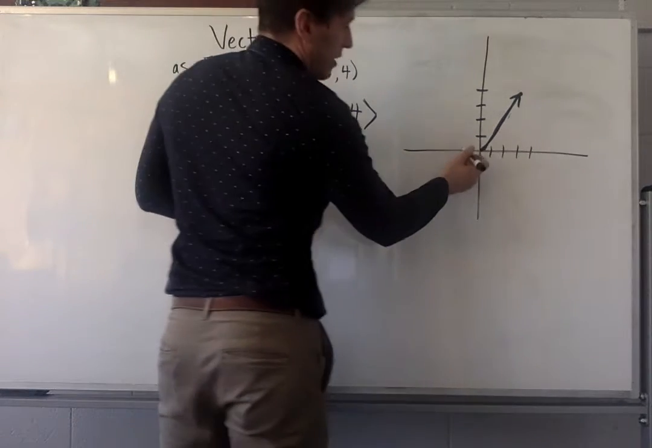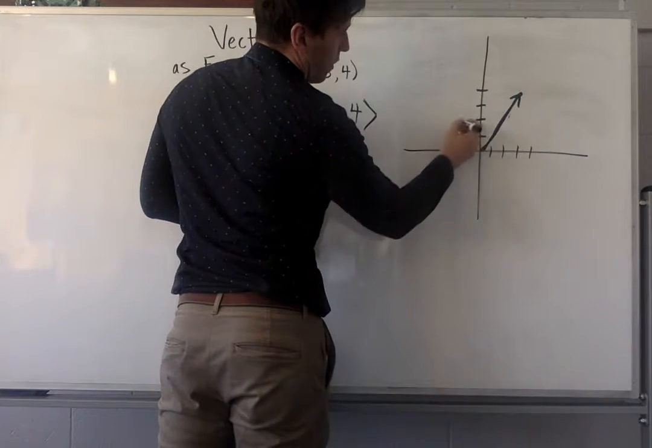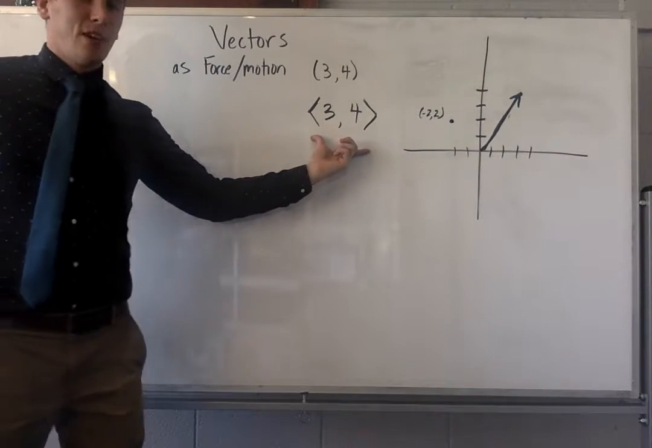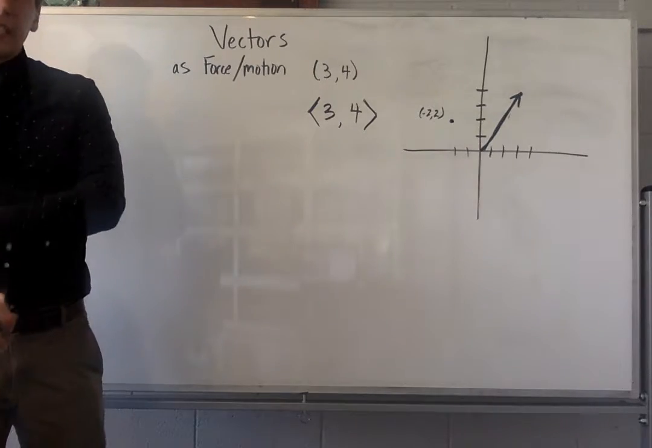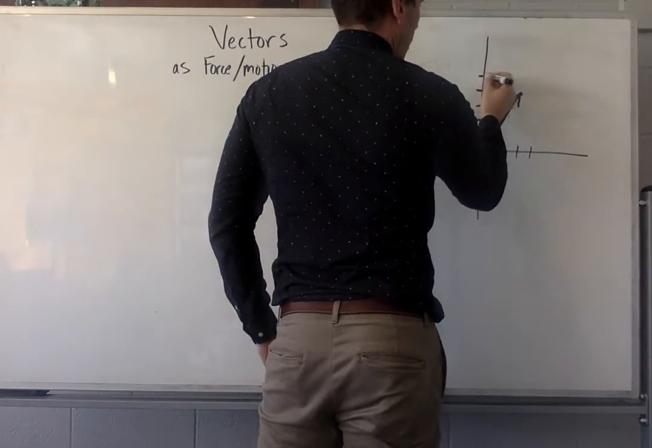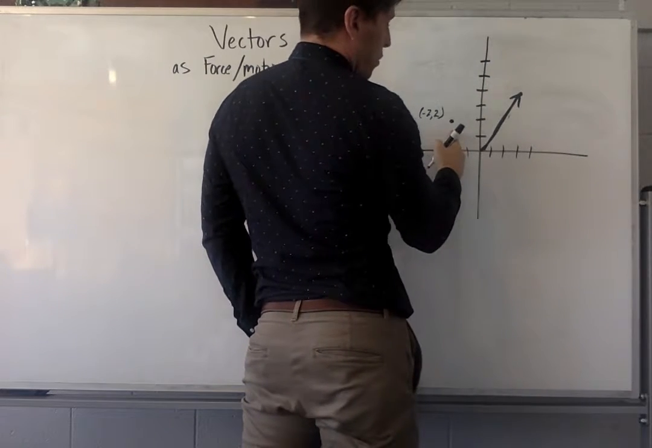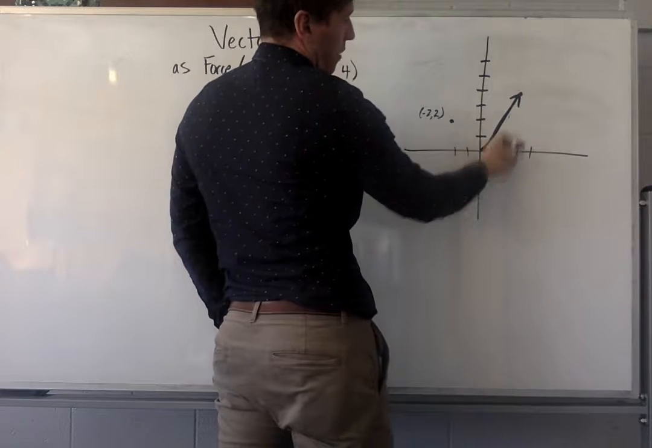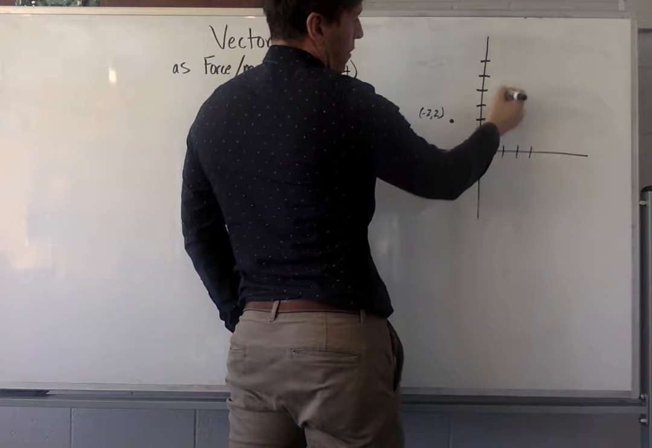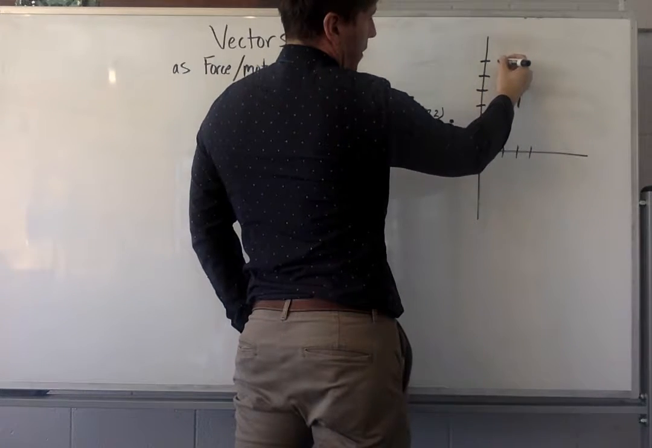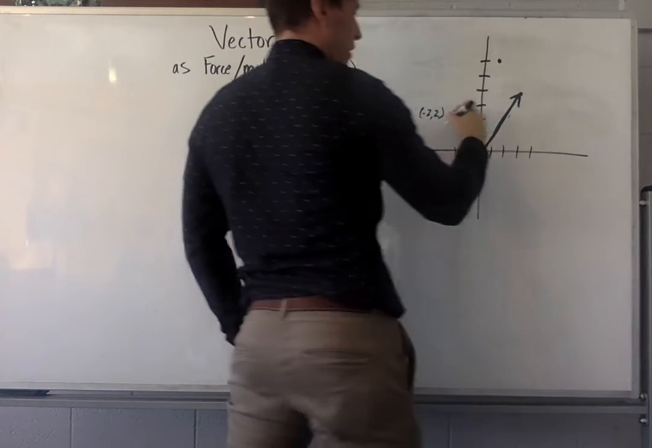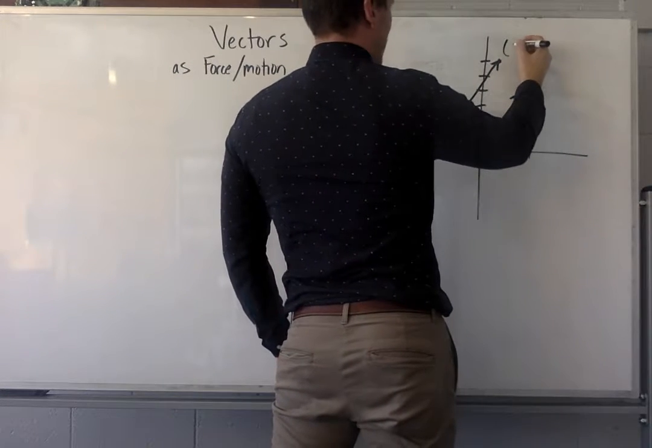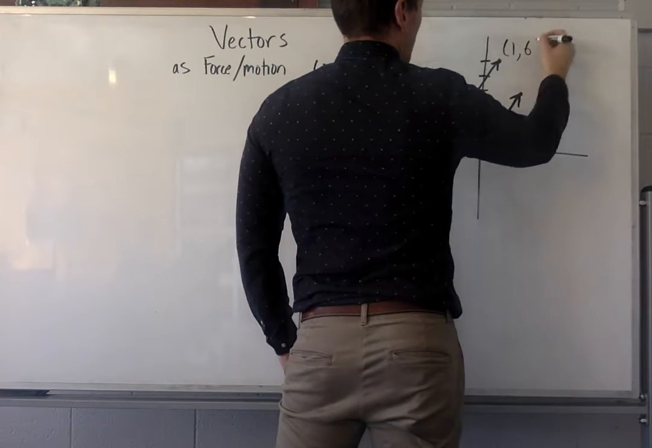So if there is a particle hanging out over here at (-2, 2), and you apply this vector ⟨3, 4⟩ to it, it's going to look very similar. Moving 3 over, 1, 2, 3, it'll be right here, and up 4, 1, 2, 3, 4. So the result of applying that vector to this point sends you here, and you end up at (1, 6).